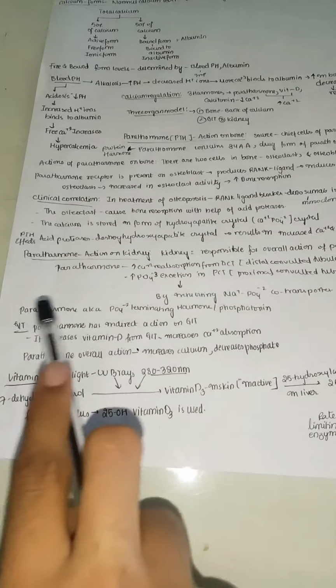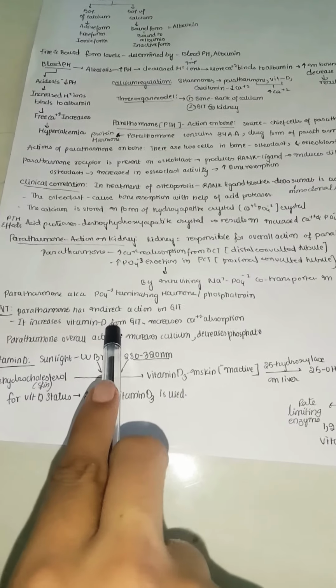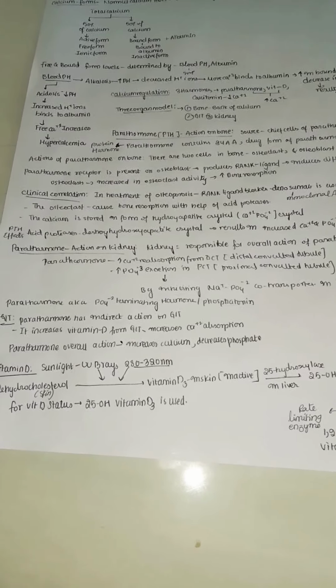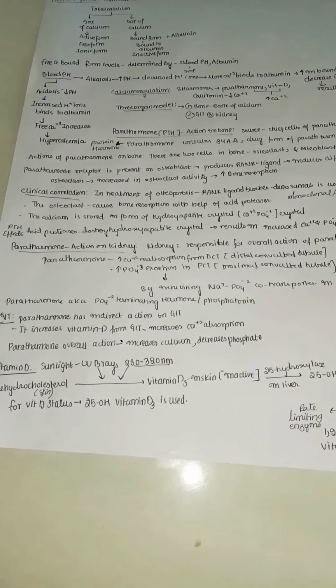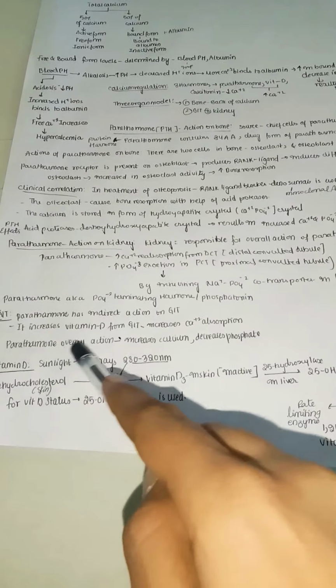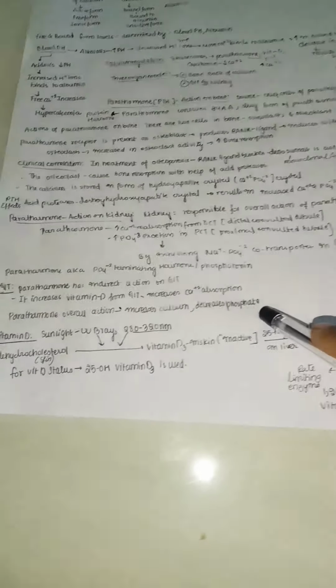Next, GIT. The parathyroid hormone has an indirect action on the GIT. It increases vitamin D, which increases calcium absorption from the GIT. So you can see it's an indirect effect. Directly it's not acting. It's indirectly increasing the vitamin D, and that vitamin D is absorbing calcium. So the parathyroid's overall action is mainly increasing the calcium and decreasing the phosphate.